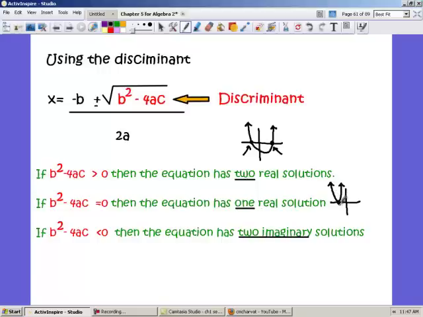And if all of this information underneath the square root sign is less than 0, which is the last example I gave you, then you're going to have two imaginary solutions. Again, yes, you will have it cross in two spots, but these are going to have imaginary numbers in it, meaning there's going to be an i involved.